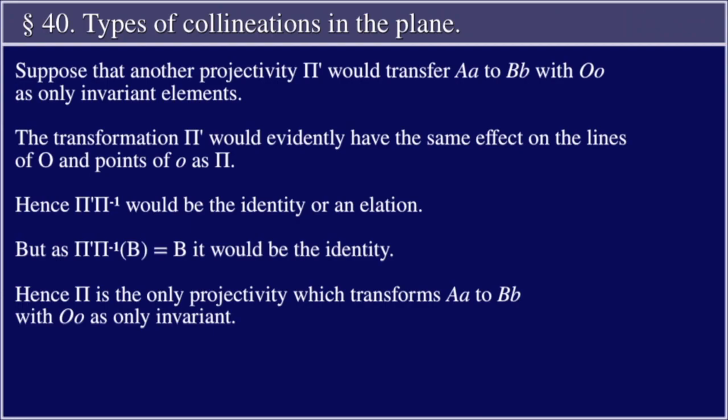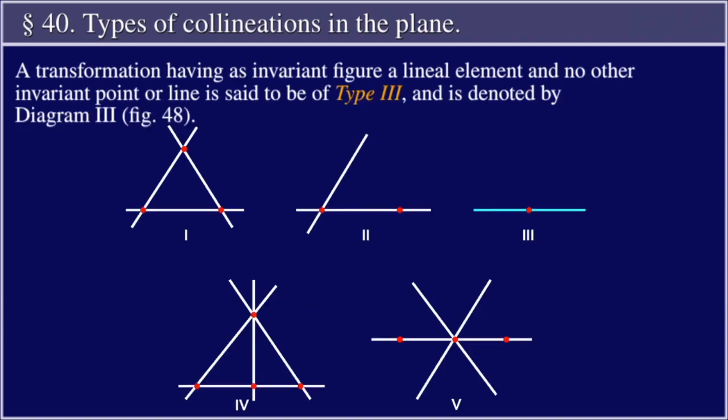Hence, pi prime pi inverse would be the identity or annihilation. But as pi prime pi inverse of b is equal to b, it would be the identity. Hence, pi is the only projectivity which transforms Aa to Bb with Oo as only invariant. A transformation having as invariant figure a lineal element and no other invariant point or line is said to be of type 3 and is denoted by diagram 3, figure 48.